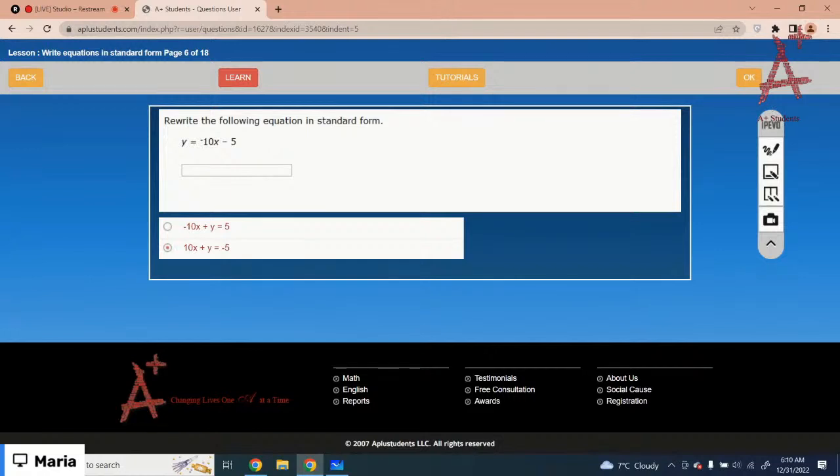Got it? 10x plus y equals negative 5. So just select the correct option, then click on the OK button.